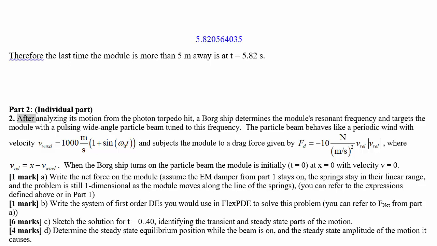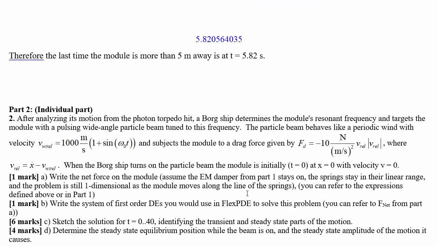Okay, next part. After analyzing its motion from the photon torpedo hit, a Borg ship determines the module's resonant frequency and targets the module with a pulsing wide-angle particle beam tuned to this frequency. The particle beam behaves like a periodic wind with the wind velocity of 1,000 meters per second times 1 plus sine of omega naught t, and subjects the module to a drag force given by Fd is negative 10 newtons per meter per second squared times vrel times the magnitude of vrel, where vrel is the relative velocity of the module compared to the wind. When the Borg ship turns on the particle beam, the module is initially at x equals 0 with v equals 0. Write the net force on the module.